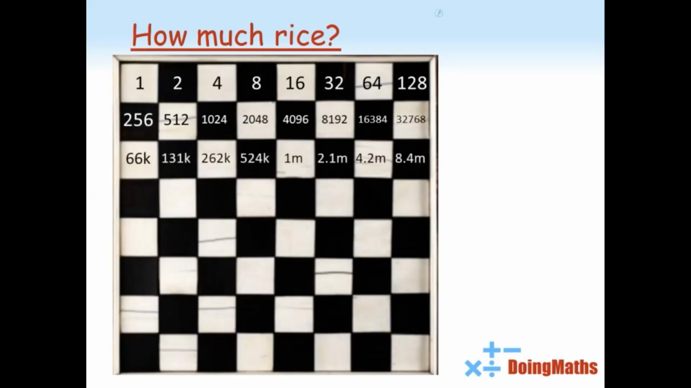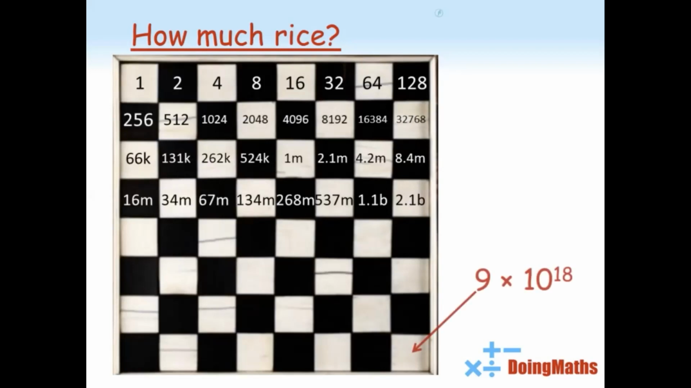By the end of the third row, he needed 8.4 million grains of rice on that last square alone. He kept on counting. By the end of the fourth row, he would need 2.1 billion grains of rice. Now, he didn't have this much rice, but he got his officials to do their working out, and they calculated that by the time he reached the end of the chessboard, he would need 9 times 10 to the 18 grains of rice on that last square alone. That's 9 with 18 zeros after it.